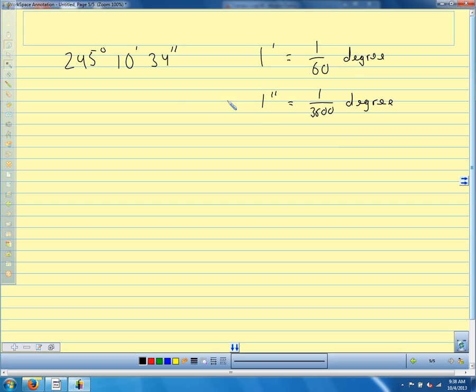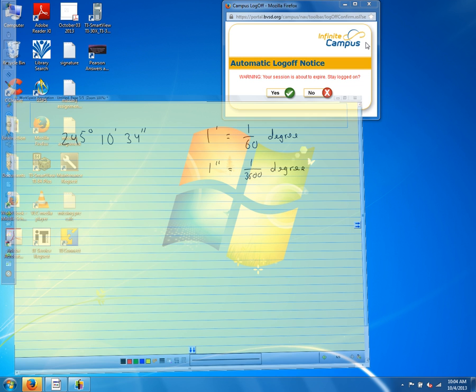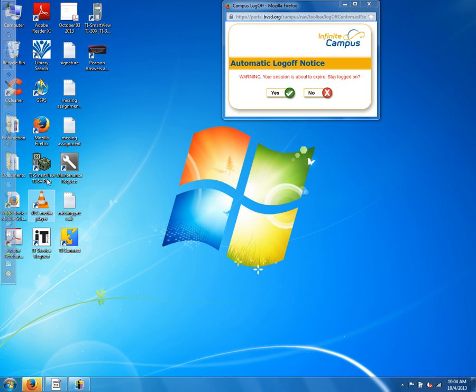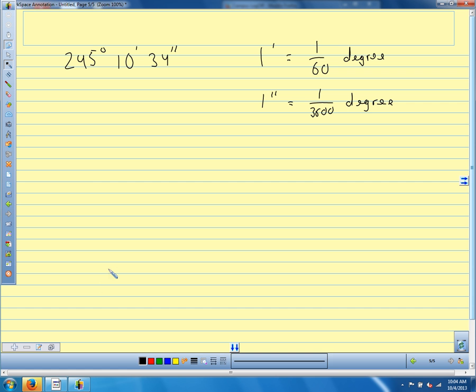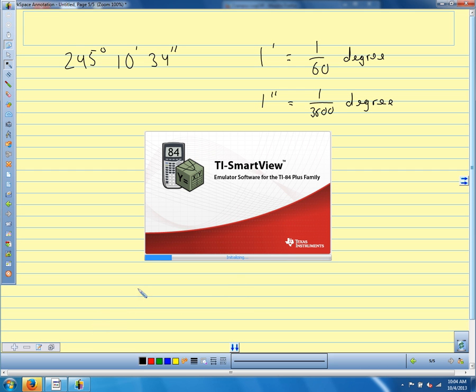But thankfully, you can do the conversions this way. It's a little tedious, but it's possible. But our calculator does this for us. I want to show you how to do it with your calculator. So let me pull that up. Once that gets fired up, we will use the calculator here.